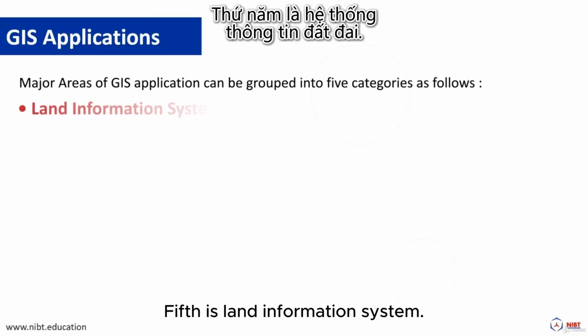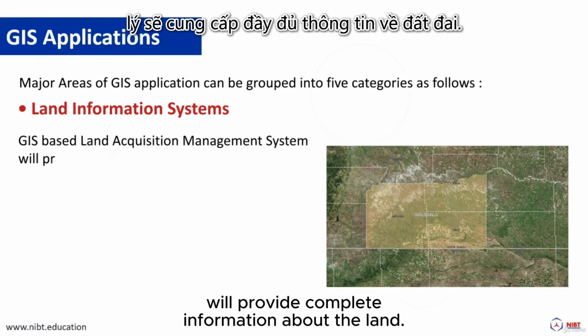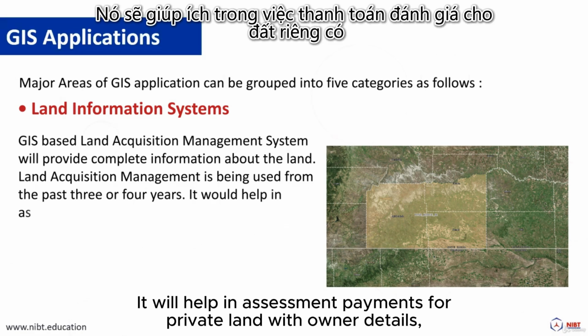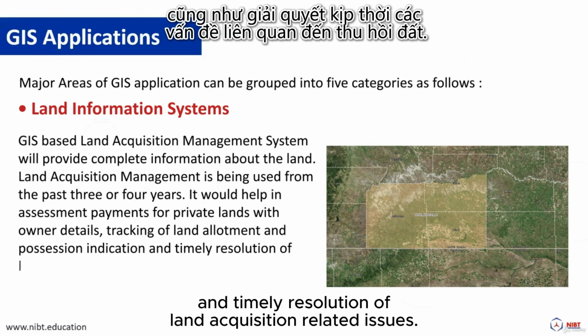Fifth is land information system. GIS-based land acquisition management system will provide complete information about the land. Land acquisition management is being used for the past 3 or 4 years only. It would help in assessment payments for private land with owner details, tracking of land allotment, and possessions indication and timely resolution of land acquisition related issues.